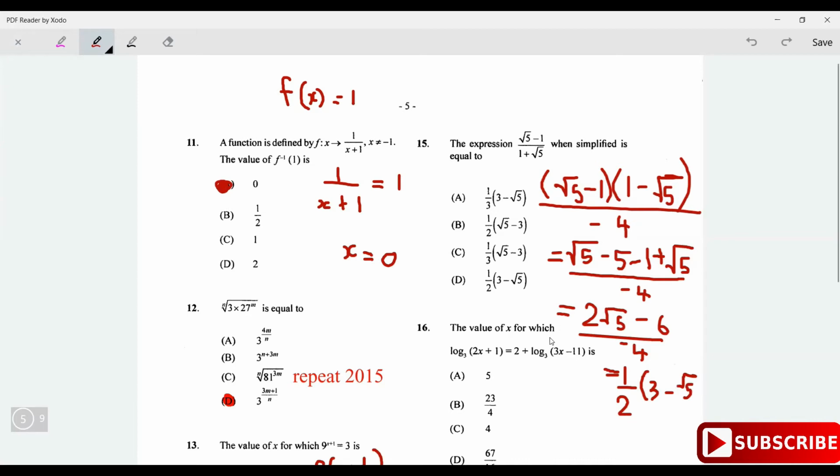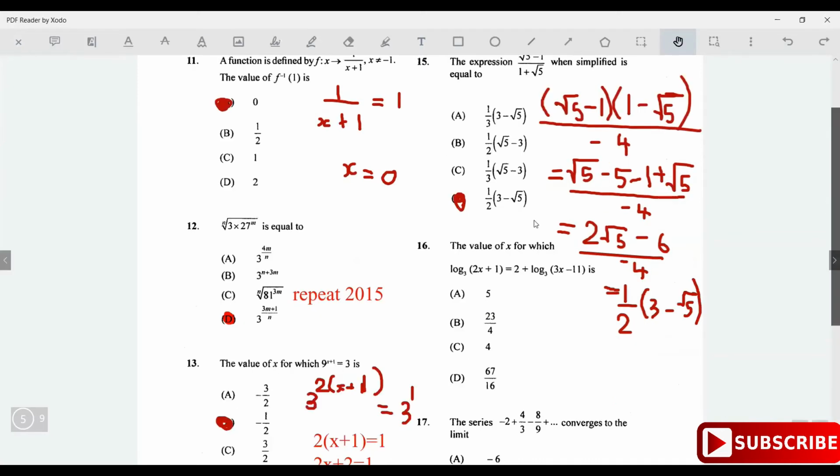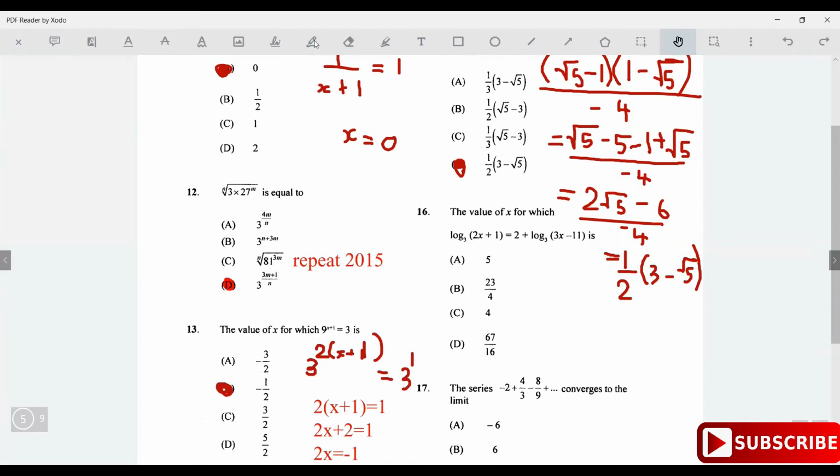That's which one? Option D. Question 16. Question 16 says, what is the value of x in this?